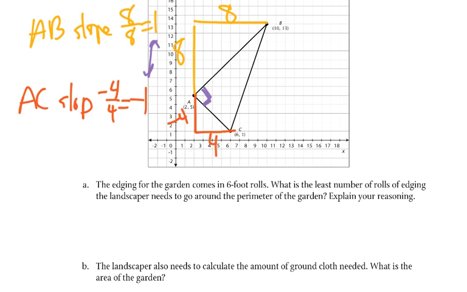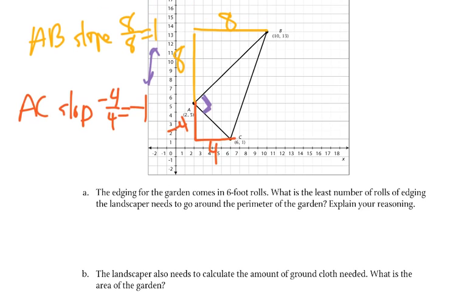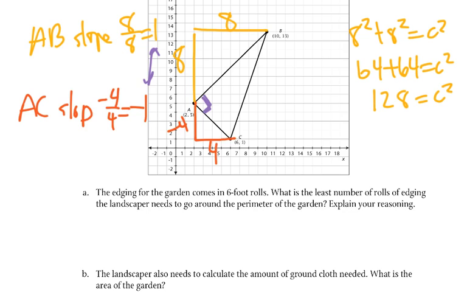Because of B, it says calculate the amount of ground cloth needed. So what would be the area? So I'd find those distances. So I'd go 8 squared plus 8 squared equals C squared. So 64 plus 64, so that would be 128. So we take the square root of that, and we get about 11.31. Would be that length.